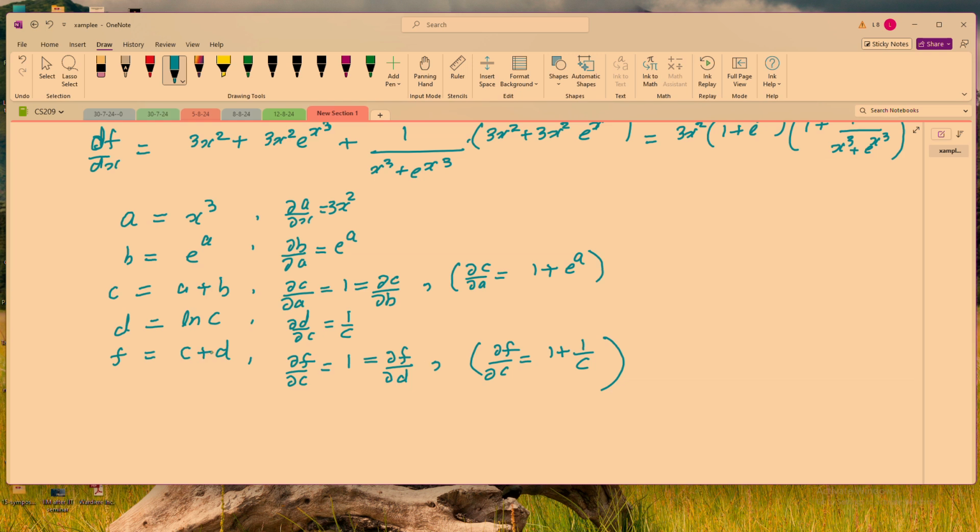If it makes you happy, you write dc over dA. That's okay. I am just writing partials because I don't want to get into the full or partial derivative. You can write this as dc over dA. It shouldn't matter for me.